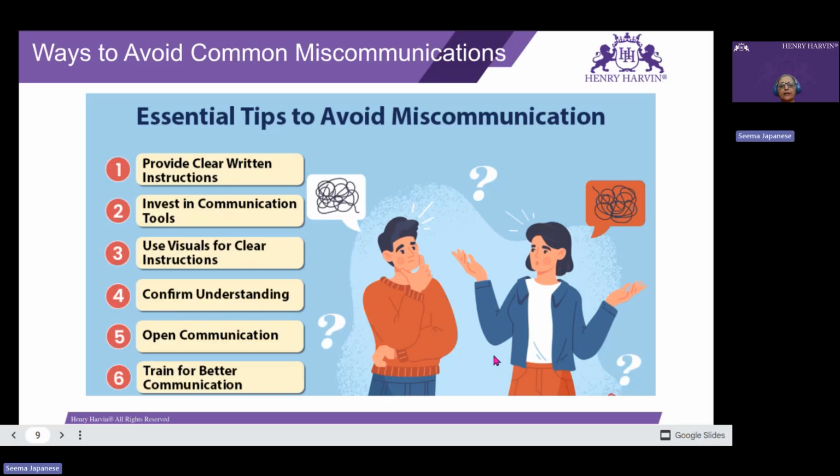Then use visuals for clear instructions. For example, we can add some video to clarify our explanation, or we can use illustrations also. That will help us because, as per Japanese culture, Japanese people find it difficult to understand a long paragraph or an essay. So it's better that the communication is pointed, formatted well and displayed clearly with connected illustrations.